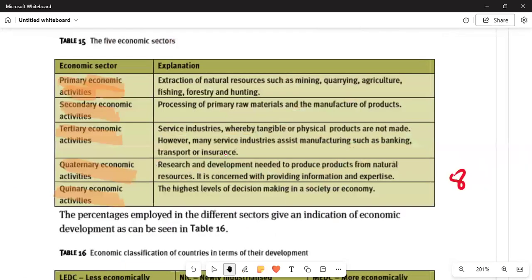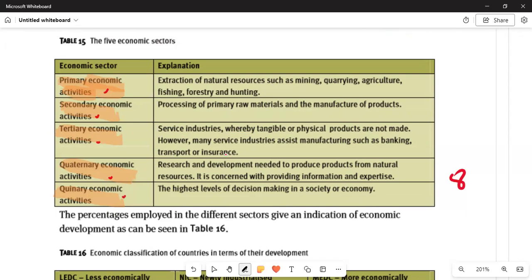Under these economic sectors, we have what we call primary economic activities, and then we have secondary economic activities. We have the tertiary activities, and then the quaternary activities, which are subdivided into 2. In primary activities, the extraction of natural resources takes place, such as mining, quarrying, agriculture, fishing, forestry, and hunting.